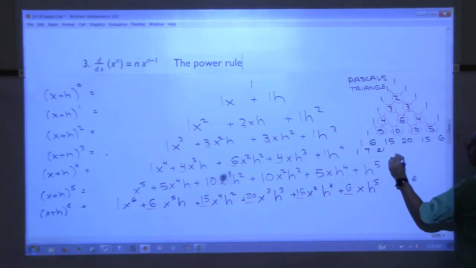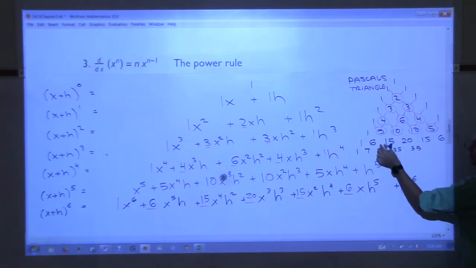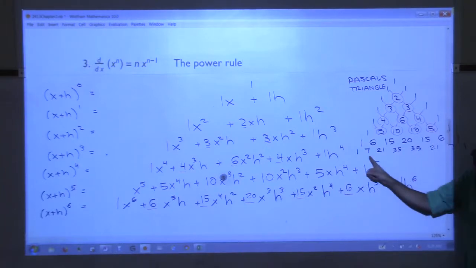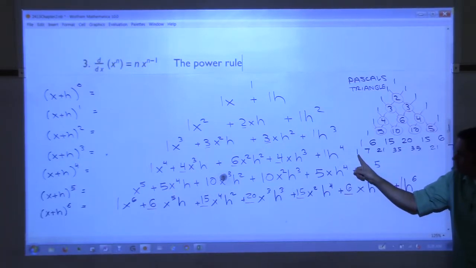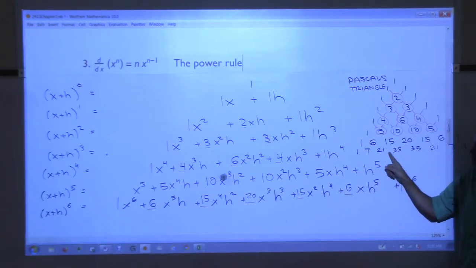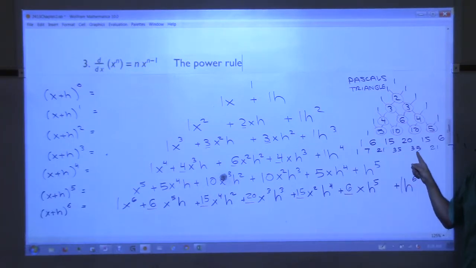7, 21, 35, 35 again, right? Because look, 1 and 6, 6 and 15, 20 and 15, 20 and 15, then 21 again, and then 7. So those will be our coefficients. And then it'll be x to the 7th, 7x to the 6th h, plus 21x to the 5th h squared, plus 35x cubed h cubed, plus, am I off there?